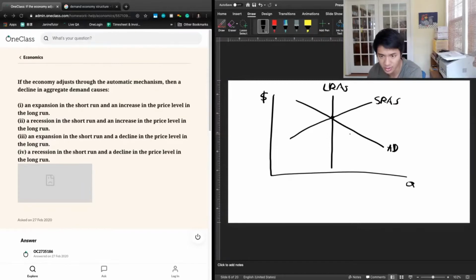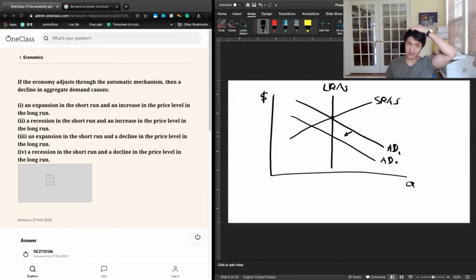And so if the economy is adjusted to the automatic mechanism and there's a decline in aggregate demand, aggregate demand shifts to the left, right? There's a leftward shift in aggregate demand. And so there's two things you can do. You can have the government step in and increase aggregate demand and try to move it back in this direction, and recover from that decline. Through the automatic mechanism, you just leave this gap and let the market self-adjust. So when aggregate demand goes down, you're going to see that recession, right?